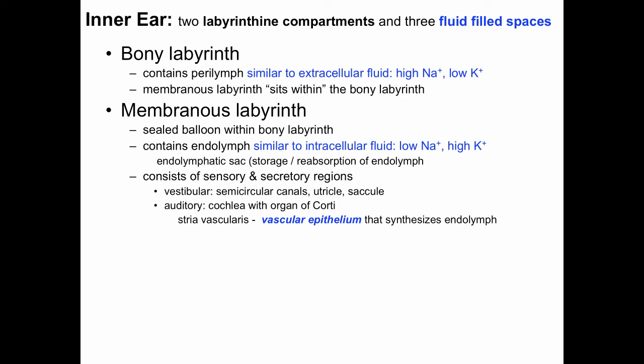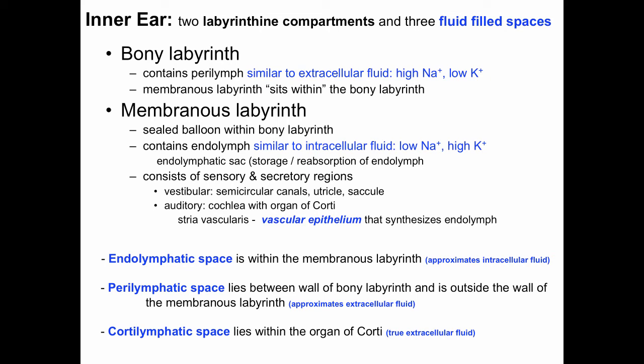Now, there's a specialized structure in the membranous labyrinth called the stria vascularis. This is actually an epithelium that is vascularized. Again, an unusual epithelium because most epithelium is avascular, but the stria vascularis is a vascular epithelium. This synthesizes and secretes endolymph.